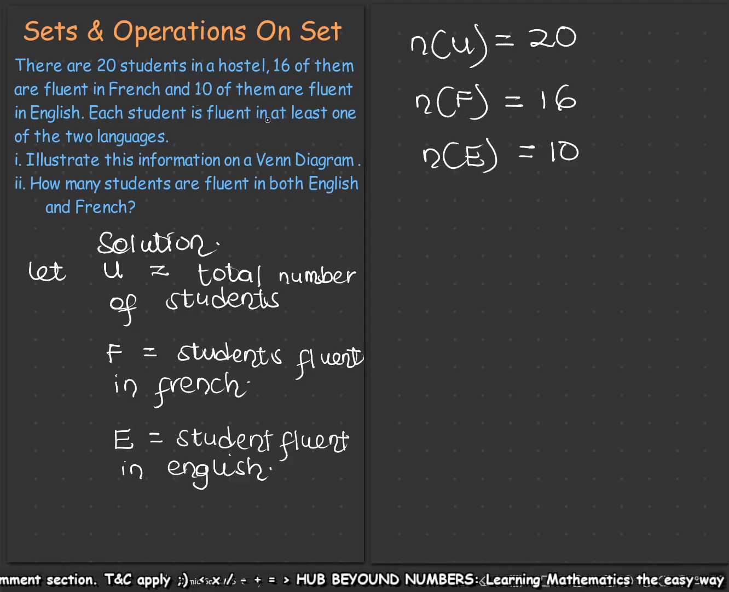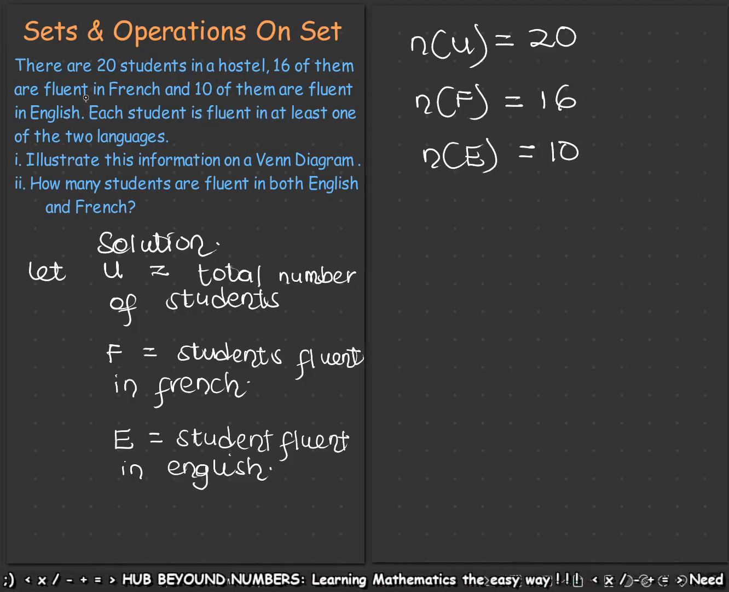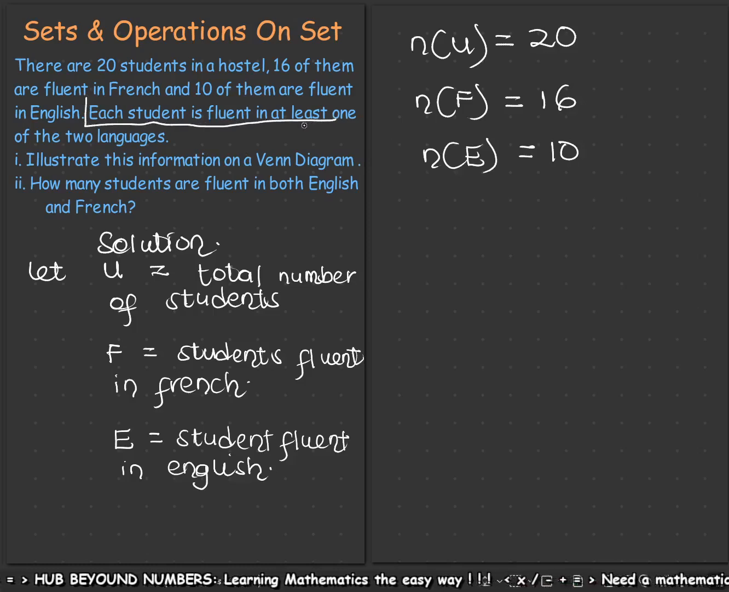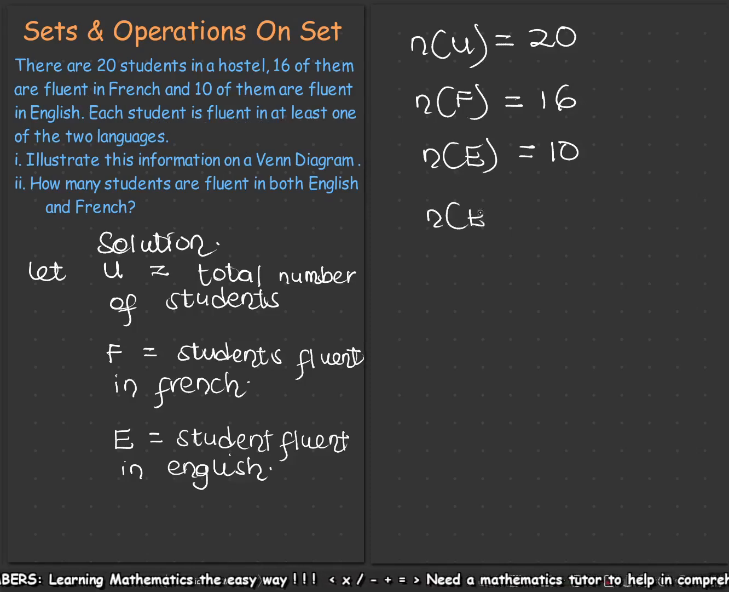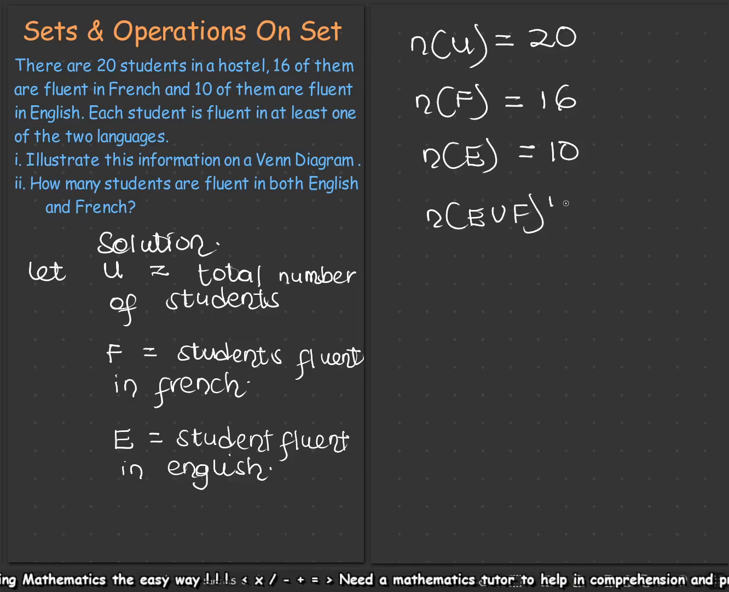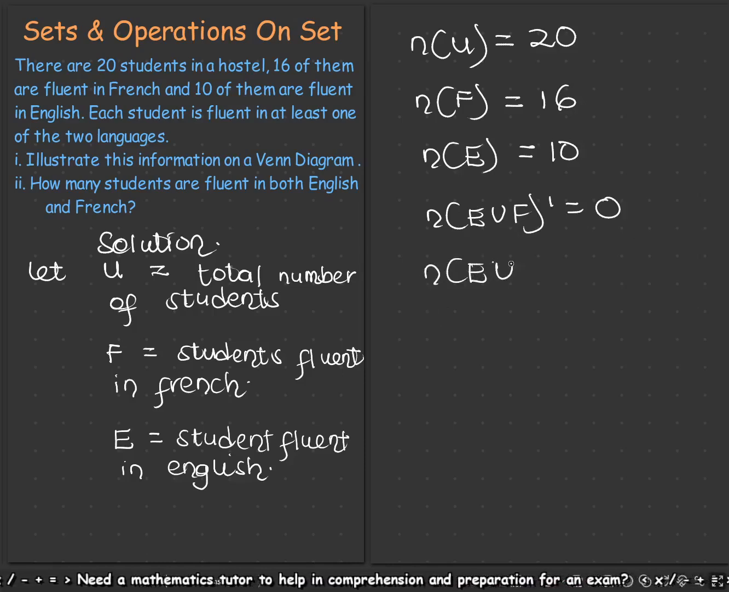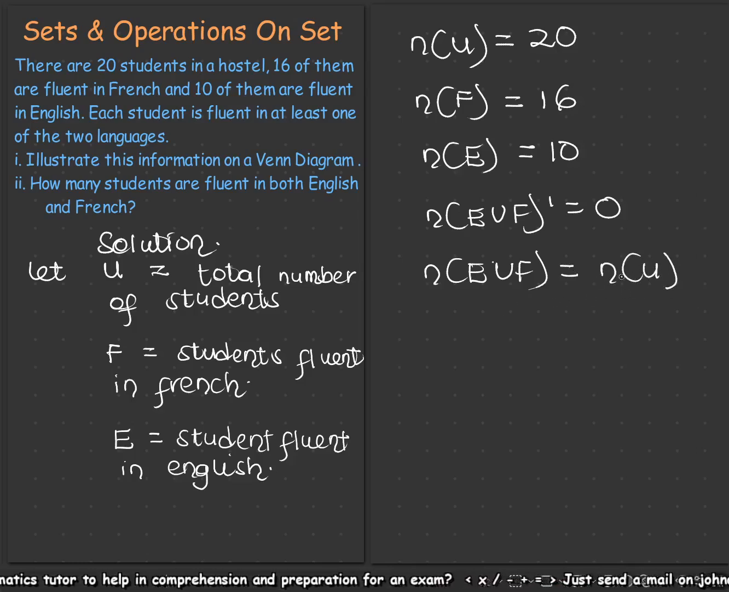Then it says each student is fluent in at least one of the two subjects. I've said that if you see this statement, what it is trying to tell you is that the complement has no element. That is, (E union F) complement is 0. There's nothing there. And if it is 0, then it simply means that the union of E and F is equal to the total number of students. So now that we have this, we can do our representation on the Venn diagram.